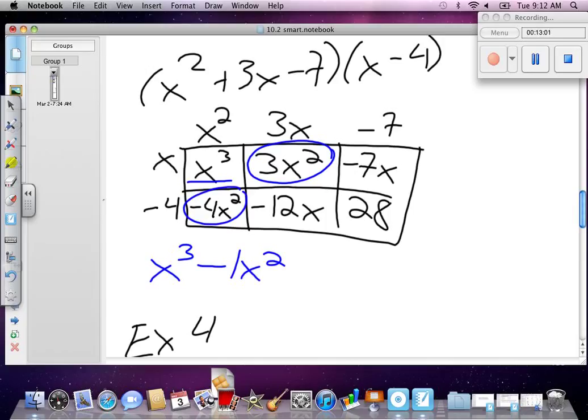Okay. So, do I have any x's? Which ones? Negative 12x and negative 7x. So that's 12, 13, 14, 15, 16, 17, 18, 19. And finally, 28, because we don't have any other numbers by themselves besides 28.